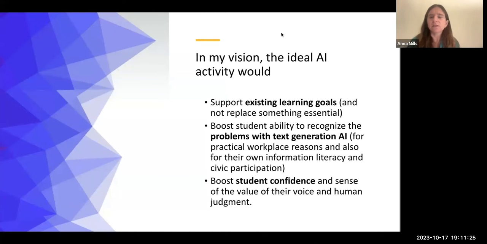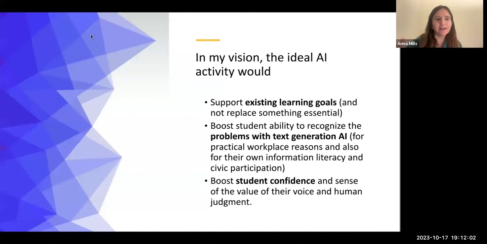Let's see, I think I skipped a slide. Yeah. So I'm just going to throw out my work in progress goals for integrating AI. The first one is to support existing learning goals. So besides teaching students about AI, we don't want to abandon what we're already trying to do, right? I don't want AI to replace something that was an essential teaching practice.